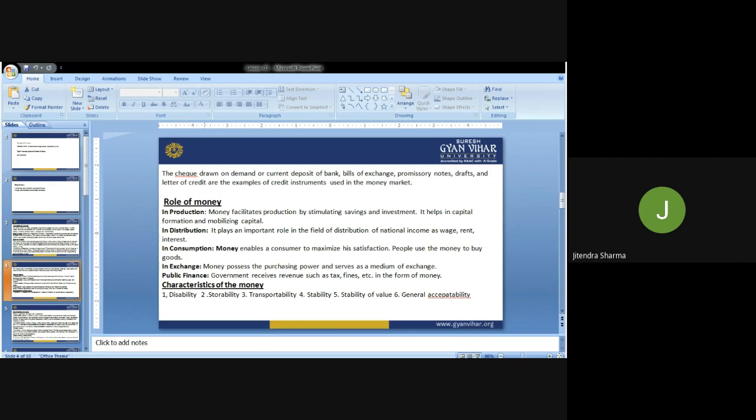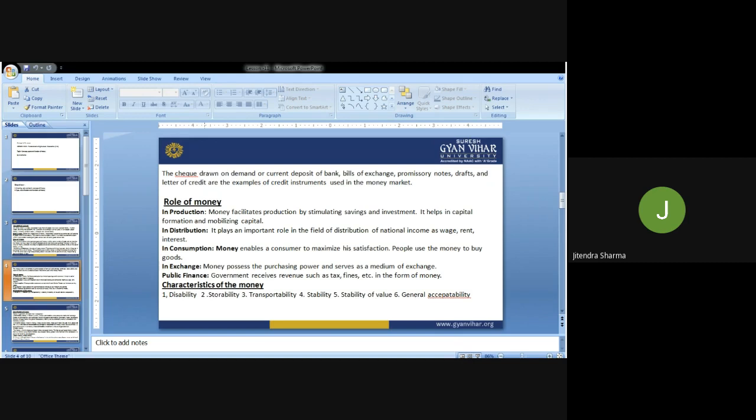Anyway, we are discussing the characteristics of money. Money has the character to remove the condition of dissalability, because money facilitates the sellability of any commodity, product or service. Then money enhances storability. You can store money to any extent, instead of storing a commodity, service or product. Then transportability: the transfer of money is very easy. You can transfer money from here to there. Nowadays online transactions are there. Instead of transferring the commodity, you can buy it wherever you want after transferring the money.